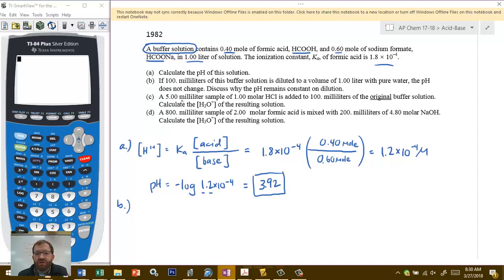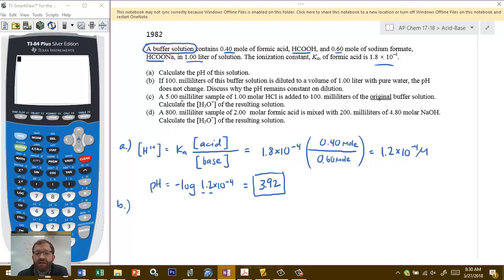Discuss why the pH remains constant. So in other words, why does watering down this buffer not affect the pH? Well, it goes back to the math you just did. I mean, look at the equation that you just solved. To find the pH, we found the hydrogen ion concentration. To find that, we used Ka, and we used the moles of acid over the moles of base.